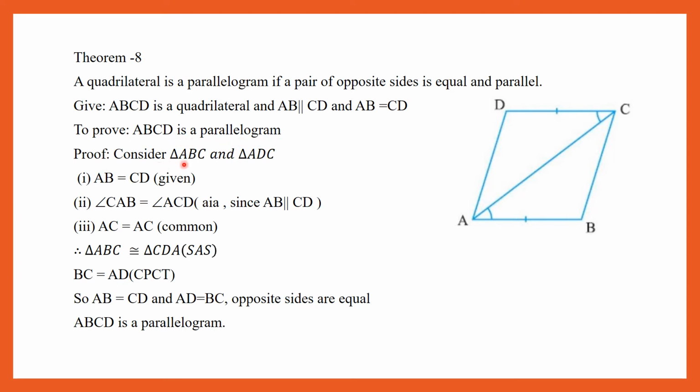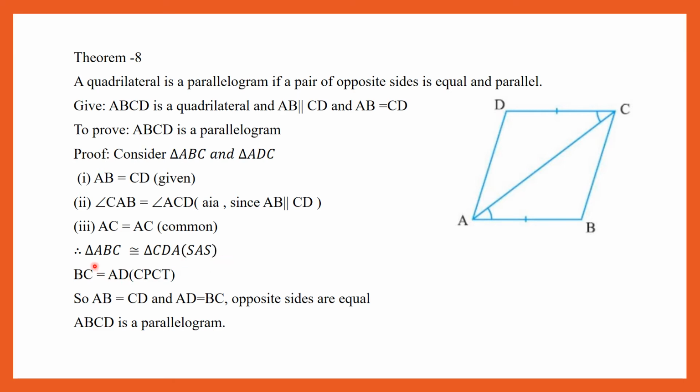For this, consider the triangles ABC and ADC. We have AB is equal to CD, given, and angle CAB will be equal to angle ACD, since lines are parallel, alternate interior angles will be equal. We have AC is equal to AC, which is a common side. Therefore, triangle ABC is congruent to triangle CDA using SAS congruency.